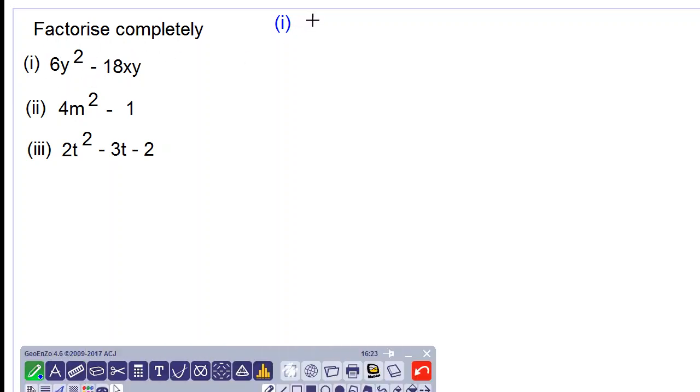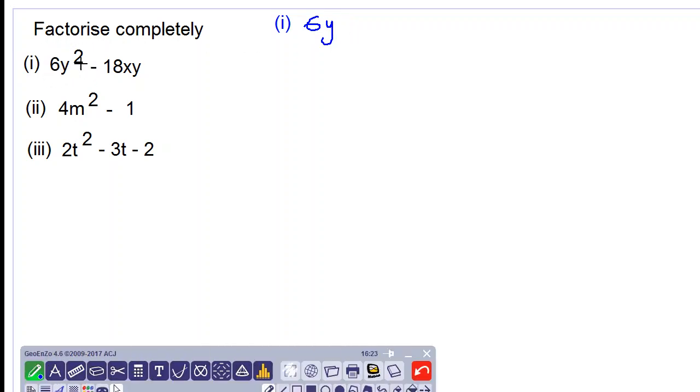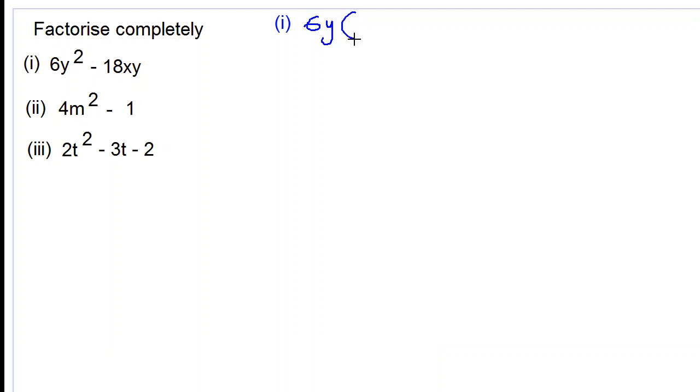So the HCF will be 6 is a part of that HCF because 6 can go into 6 and 6 could go into 18 without leaving a remainder. Y is also a part of that HCF because y can go into the first term and also into the second term. We cannot include x in the HCF because the first term does not have an x. As you can see, 6y squared does not have an x.